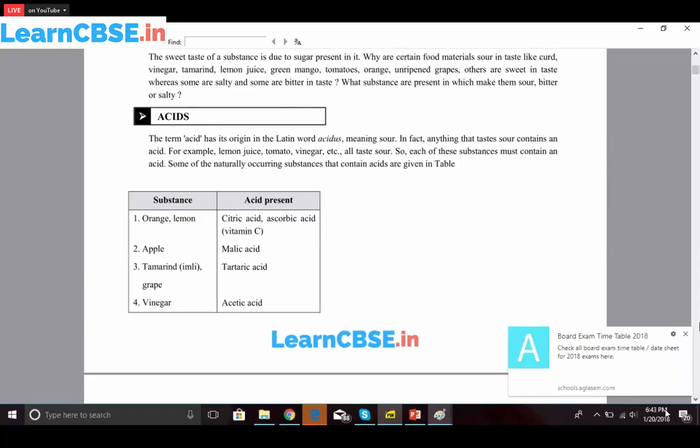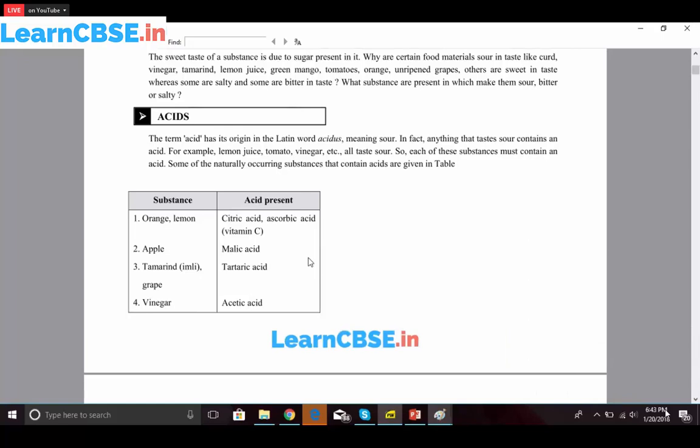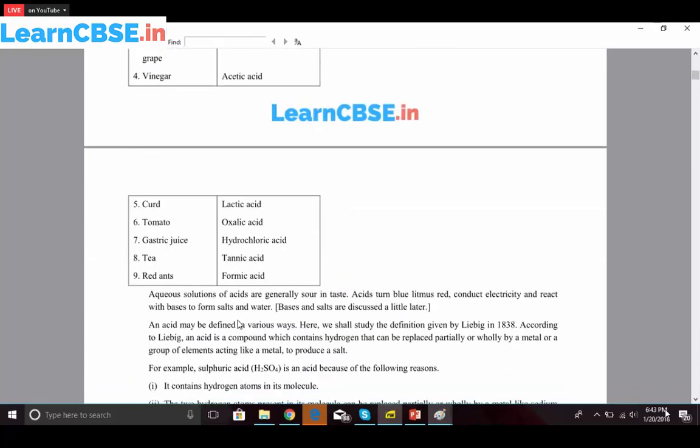Orange and lemon contain citric acid and ascorbic acid, that is vitamin C, and apple contains malic acid. Tamarind, imli, and grapes contain tartaric acid. Vinegar contains acetic acid, curd contains lactic acid, tomato contains oxalic acid. Gastric juice, which is present in our body, contains hydrochloric acid, HCl. Tea contains tannic acid, and red ants contain formic acid. So all acids are generally sour in taste.